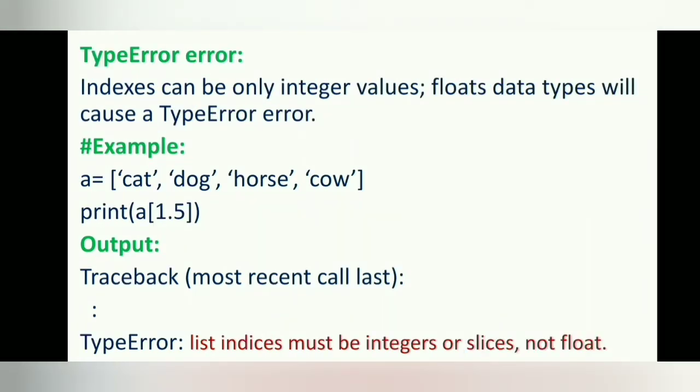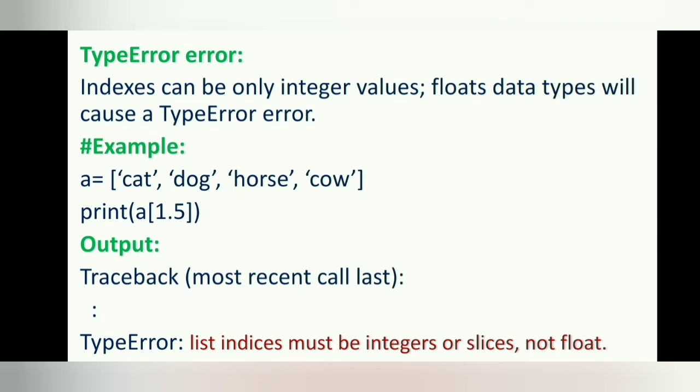TypeError. Indexes can be only integer values. Float data types will cause a TypeError. Example. This example will cause a TypeError. Indices can be only integer values, not float, string or non-data types. But here we have used a float value, so Python will return a TypeError message that list indices must be integers or slices, not float.